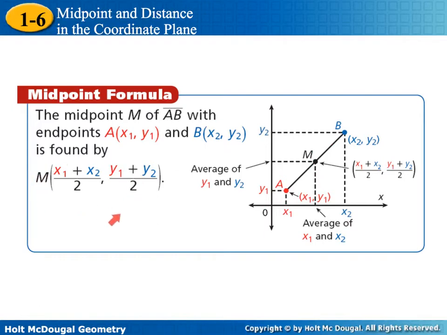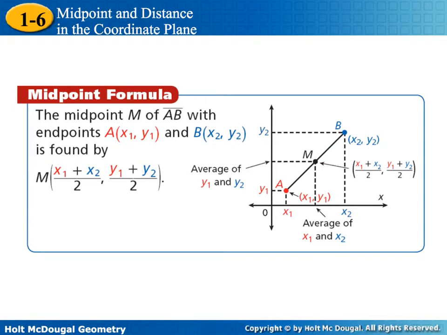This right here, this is the formula that you're going to use. This M is the midpoint right here. This is how you find M. You take the x1 and you take the x2, you add them together and divide by 2. Then you take the y value of both, add them up and divide by 2. So what you're doing is you're finding just the average of the 2 points.